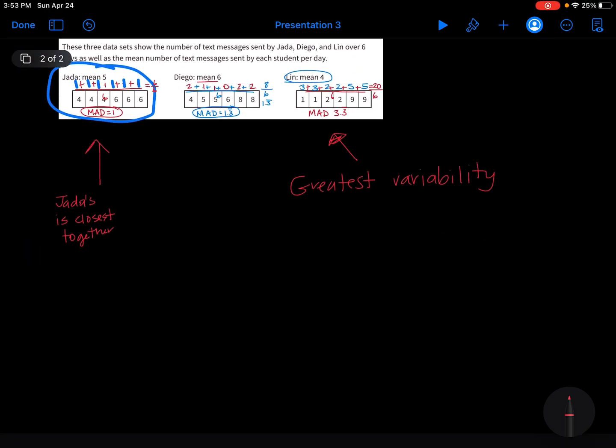So I know that Jada's data is closest together, meaning that it's not as variable. And I know that Lynn's has the greatest variability because the mean absolute deviation is bigger. The bigger the mean absolute deviation, the greater the variability. The lower the mean absolute deviation, the lower the variability.